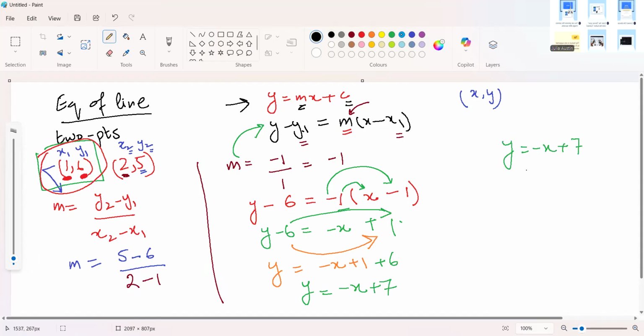So if we compare this with y is equal to mx plus c, we can easily see that the value of the gradient is minus 1 and the intercept is 7. So this is how we find the equation of a line when 2 points are given and no gradient is given. First, we need to find the gradient using this formula. And then we need to plug in the values using this formula over here, which I'm going to mark like this. So this is how we find the equation of a line when 2 points are given.